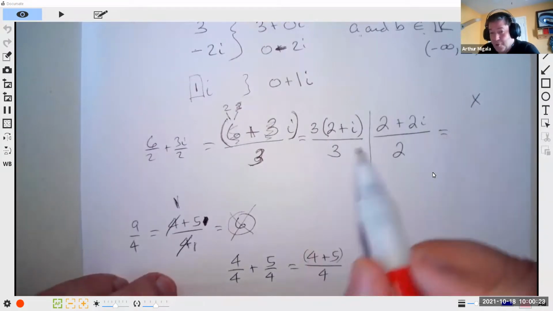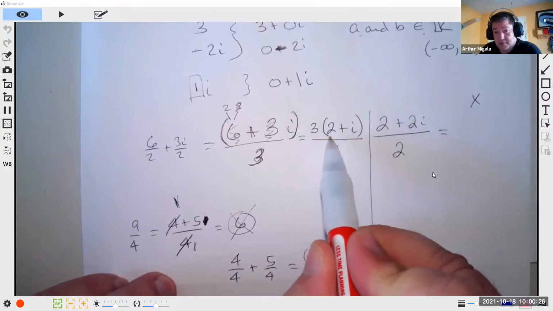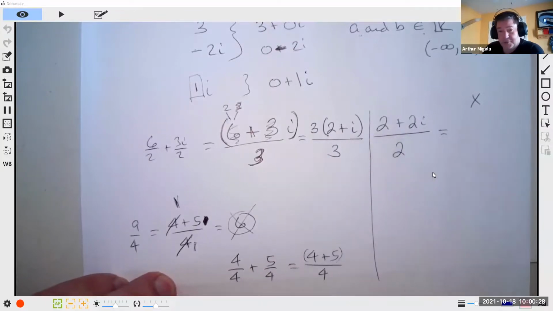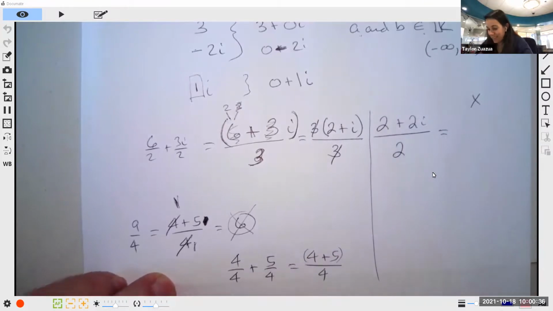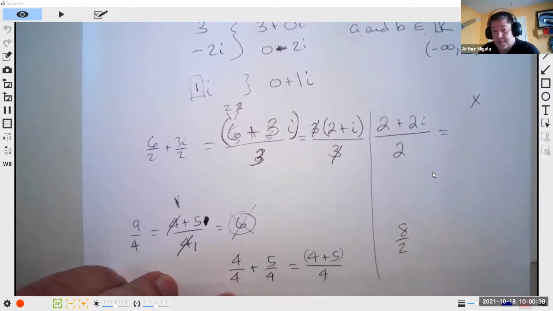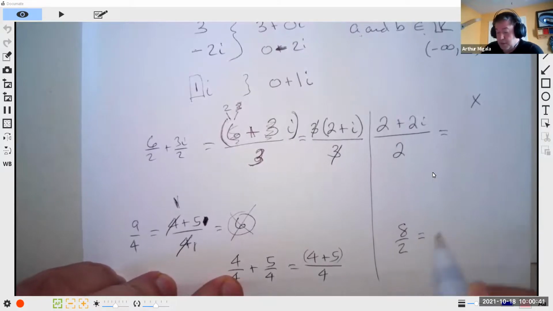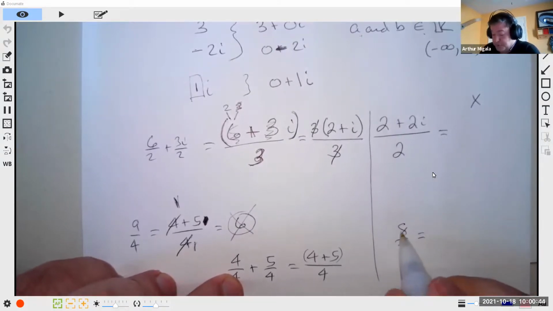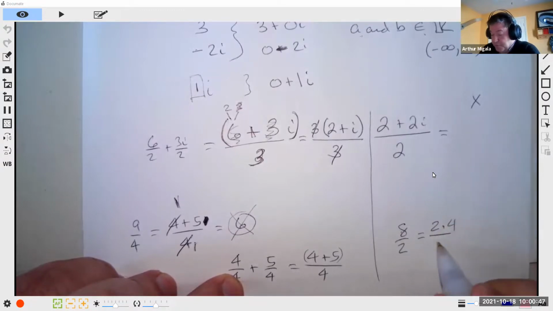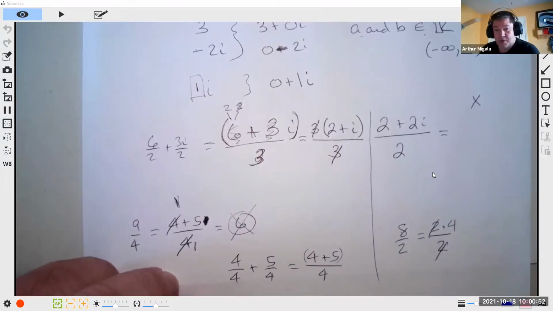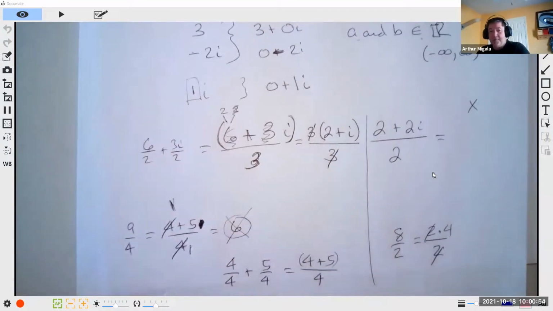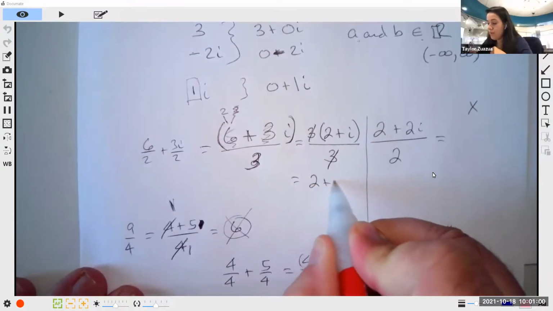Now, since this top number is multiplied, now you can cancel. That's where the whole step of messing up happens. Well, think of it this way. 8 divided by 2. We know it's 4, but why is it 4? Because 8 is made up of 2 times 4. Now I can cancel the 2's. Only when you multiply can you just cancel one of the numbers. When you're adding or subtracting, it has to be through both of them. So the final answer is 2 plus I.